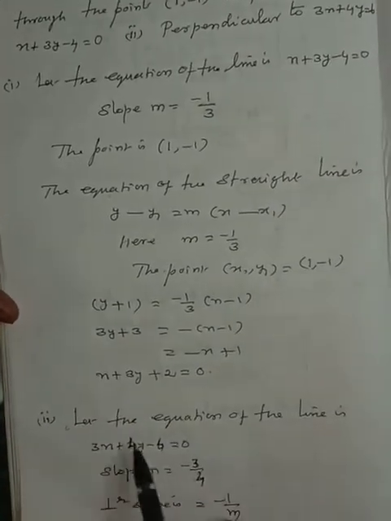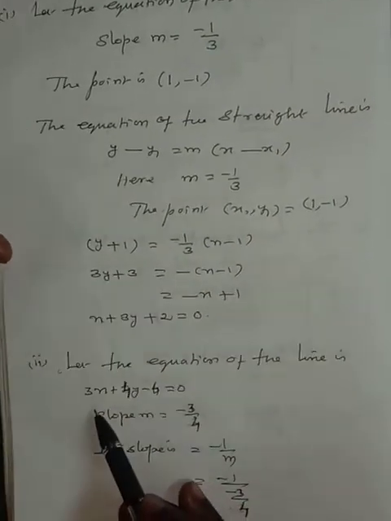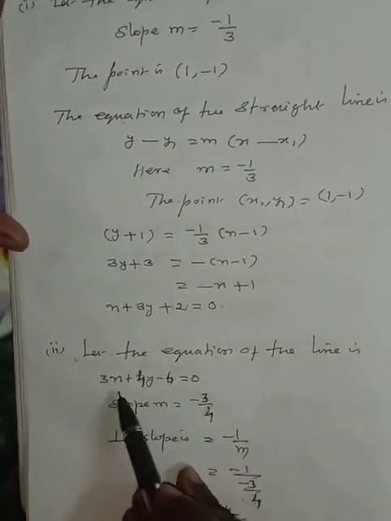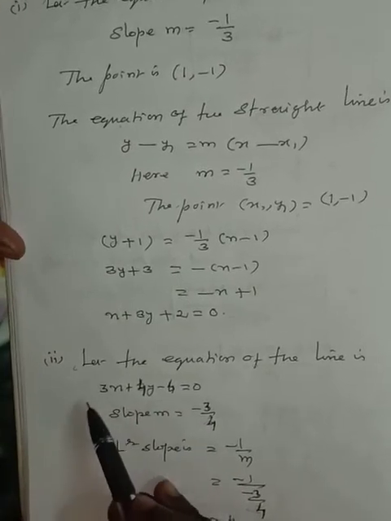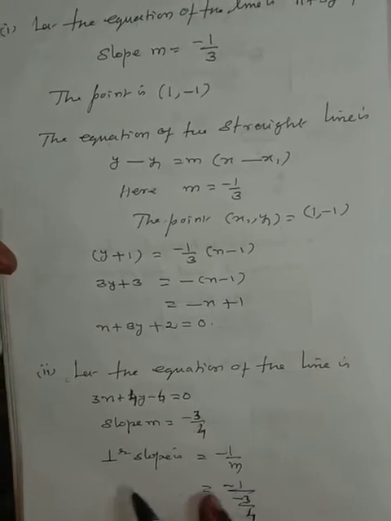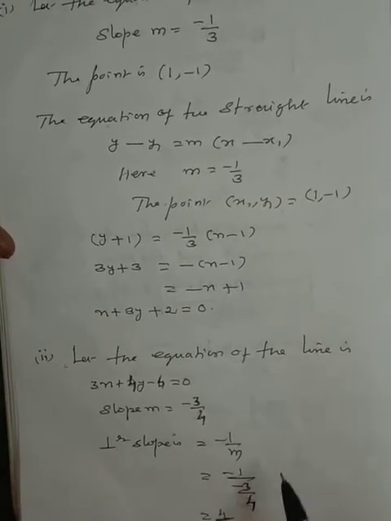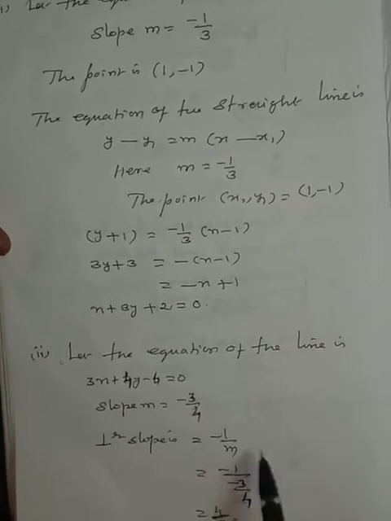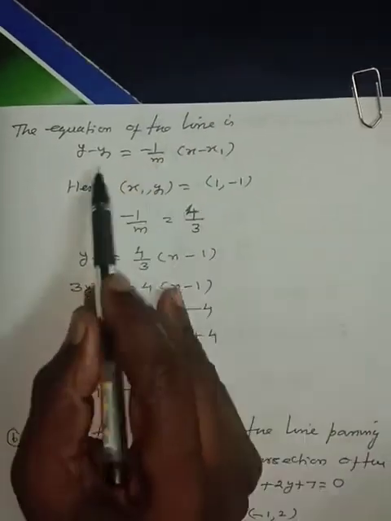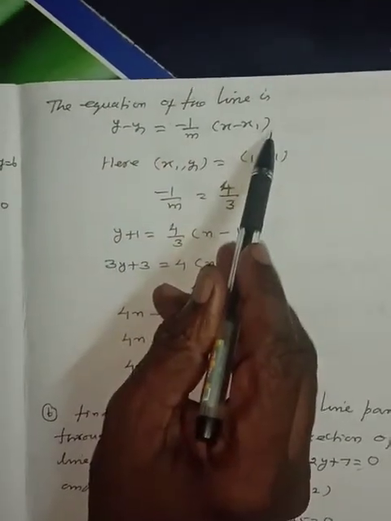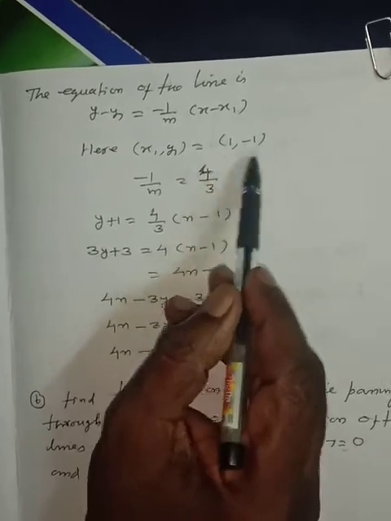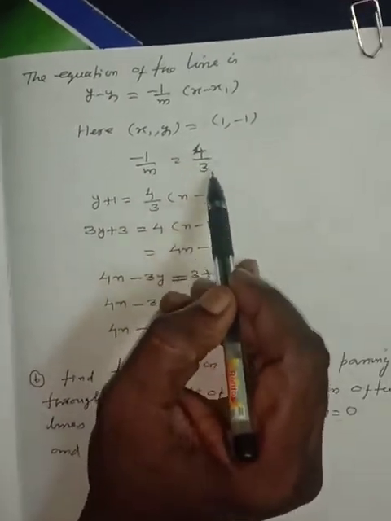Subdivision number 2. Let the equation of the straight line be 3x plus 4y minus 6 is equal to 0. Slope of the straight line is minus coefficient of x term divided by coefficient of y term, minus coefficient of x term is 3. So minus 3 whole divided by 4. The perpendicular slope is minus 1 by m, is the formula. Apply minus 1 divided by the slope minus 3 by 4, we get 4 by 3. The equation of the line is y minus y1 is equal to minus 1 by m into x minus x1. Now the point x1, y1 is (1, minus 1). Perpendicular slope is 4 by 3.